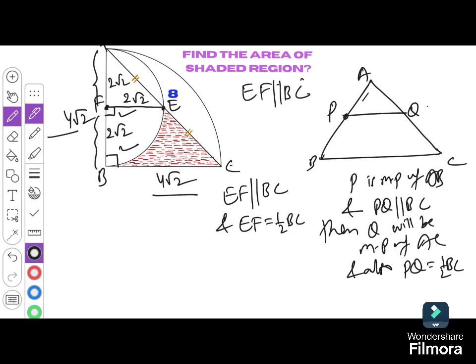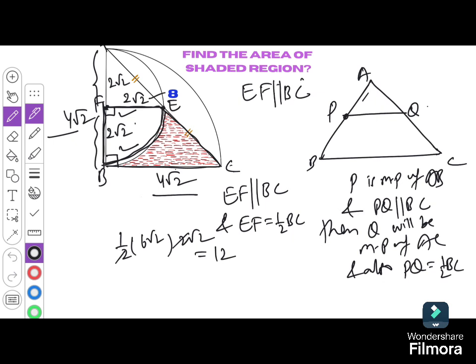Now I will find the area of this trapezium. You can see this is a trapezium, and I will subtract the area of this quadrant. So what will be the area of the trapezium? Area of a trapezium is half into the sum of parallel sides. This is 2 root 2, 4 root 2, it means 6 root 2. And height is also given, 2 root 2. So by solving it, we have 12. So the area of this trapezium will be 12.